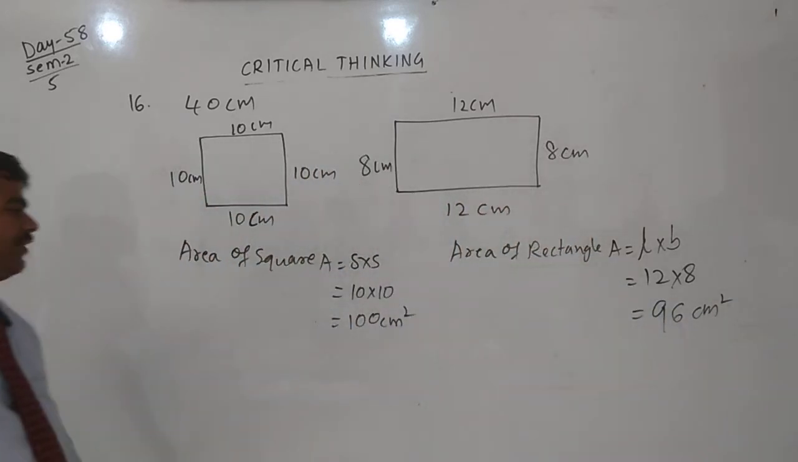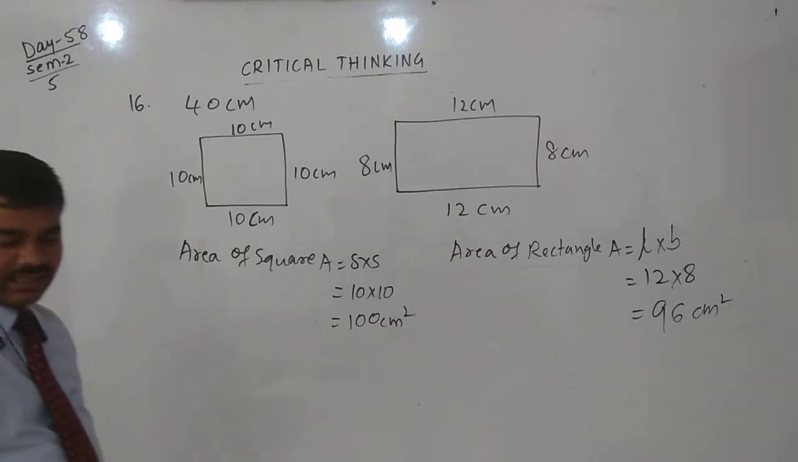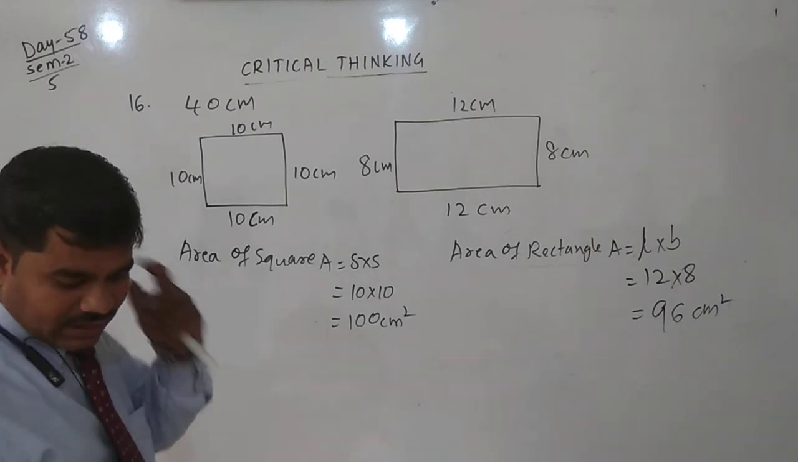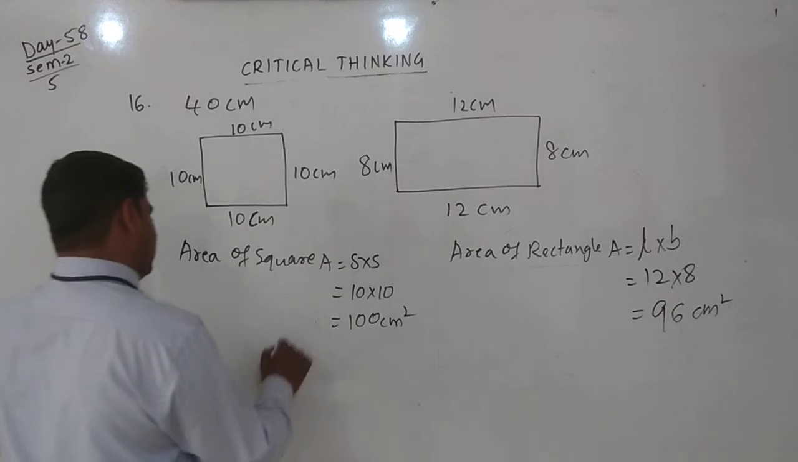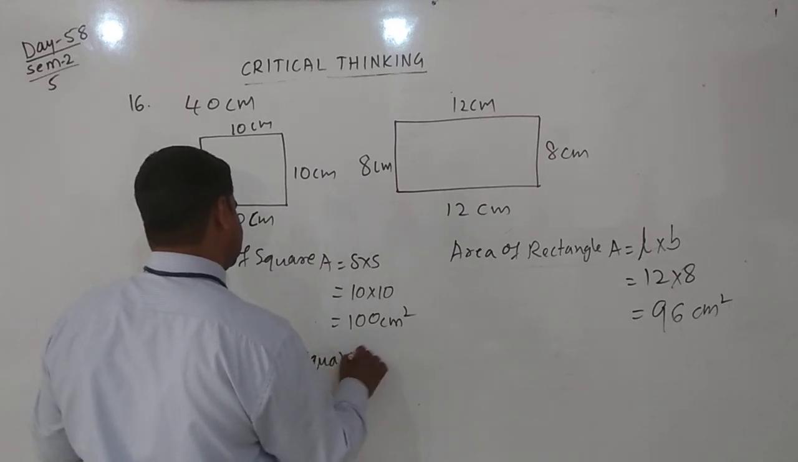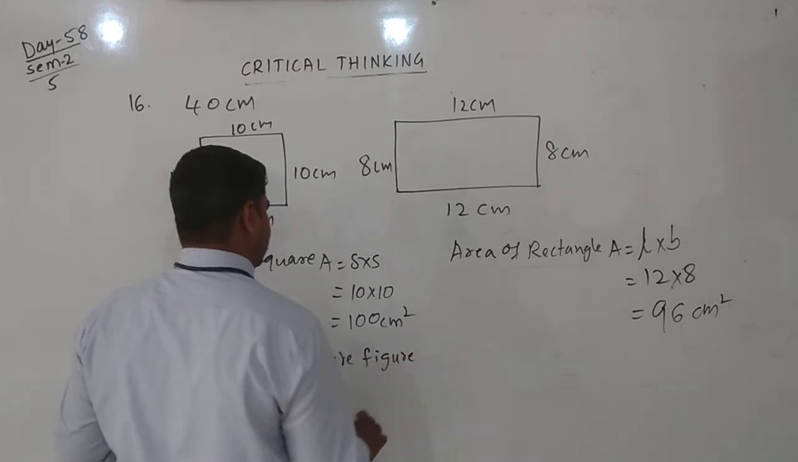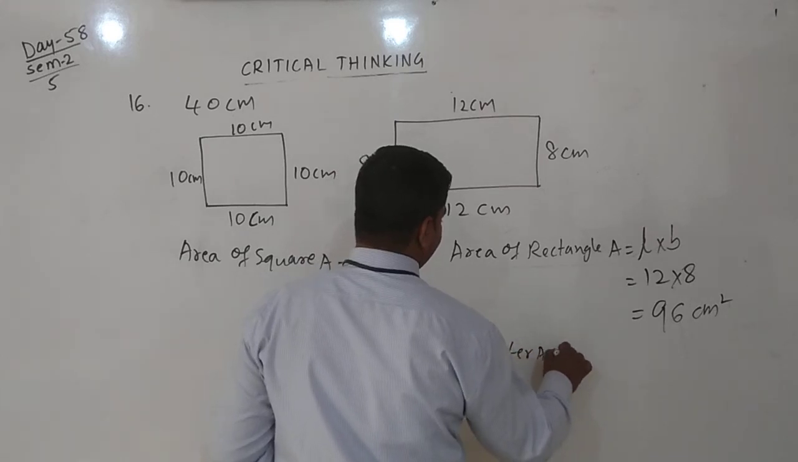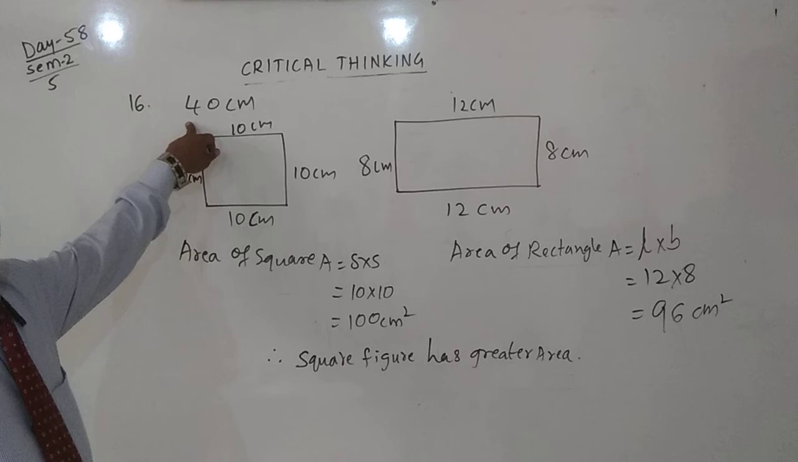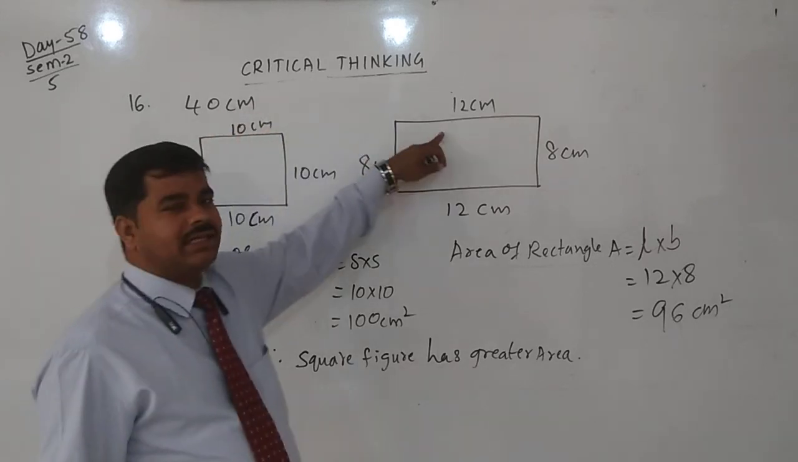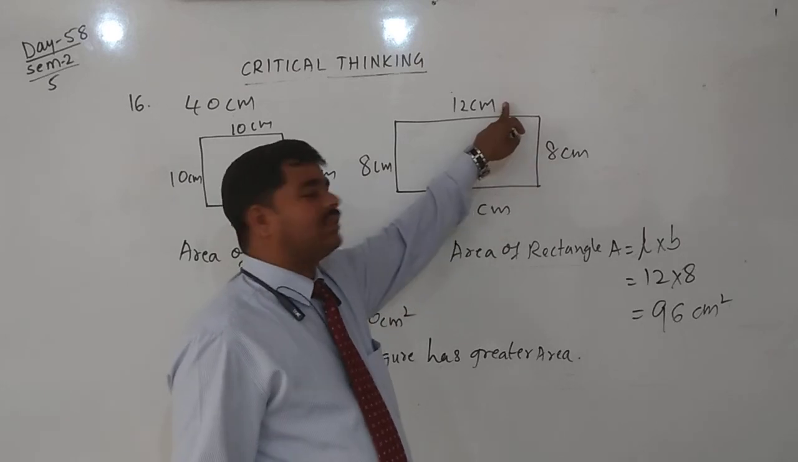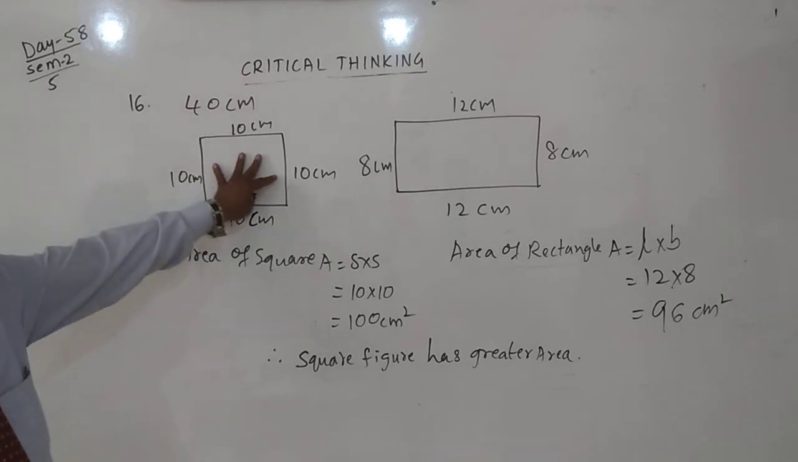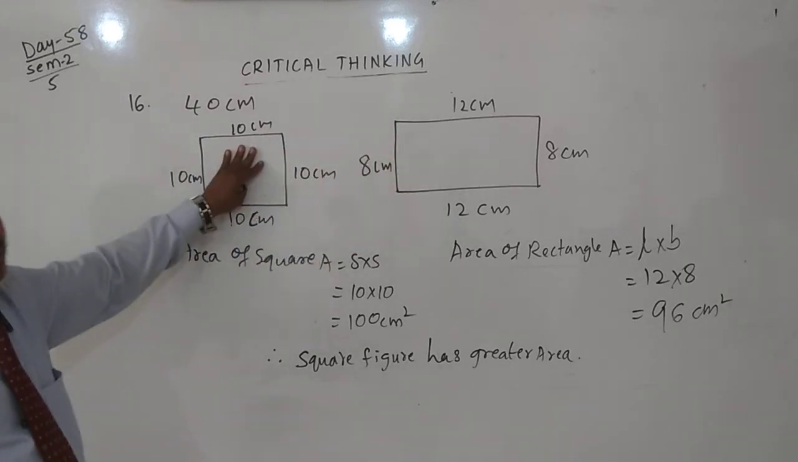Then which is the greater area? Square. You should write the answer: the figure with greater area is the square. Therefore, the square figure has greater area with the same perimeter. The perimeter is 40 centimeter here, and here also the perimeter is 40 centimeter. 12, 8, 20, 32, 40, and 10, 10, 10, 10, 40. But compared to the rectangle, the area of the square is more.